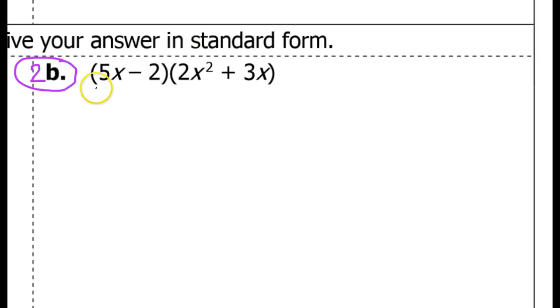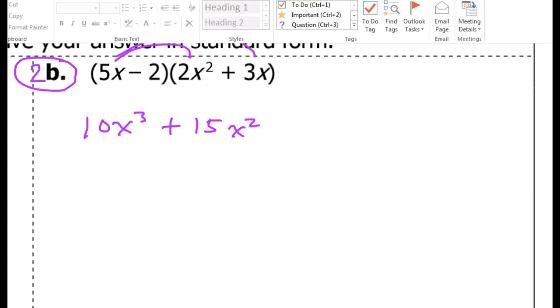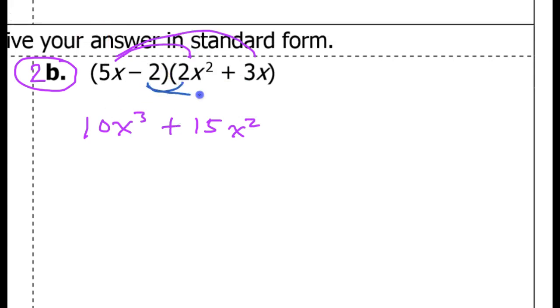2b is also a multiplication problem. However, we have a binomial times a binomial. So we're going to still do the distributive property, but we're going to do the distributive property twice. So first I'm going to distribute this 5x. So 5x times 2x squared is going to make 10x to the third power. And now 5x times 3x is going to make 15x squared.